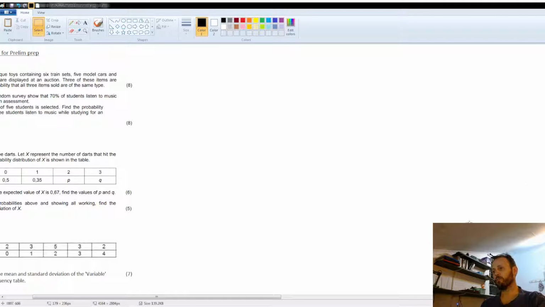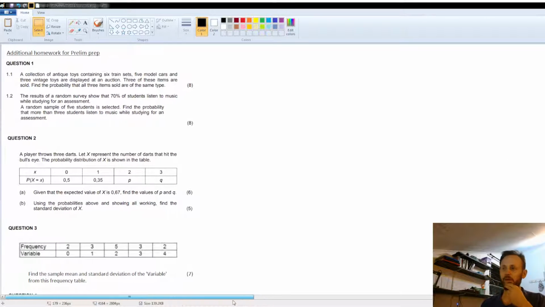Okay, next question. The results of random surveys show that 70% of students listen to music while studying for an assessment. You should really be thinking what this could be. A random sample of 5 students is selected. Find the probability that more than 3 students listen to music while studying for an assessment.